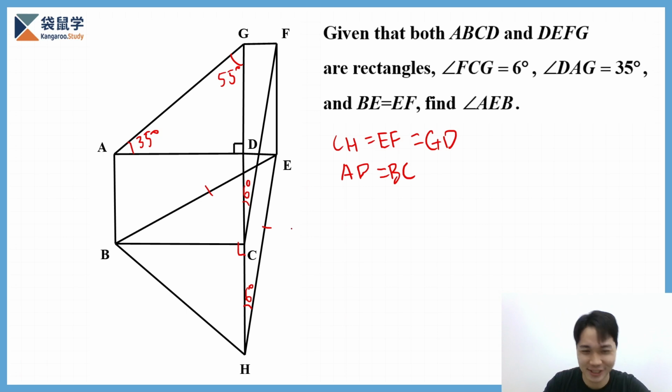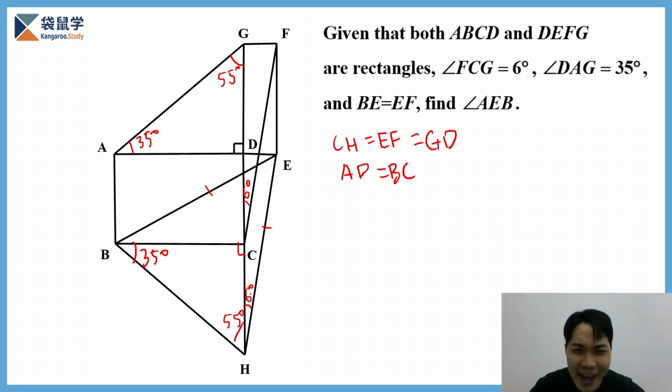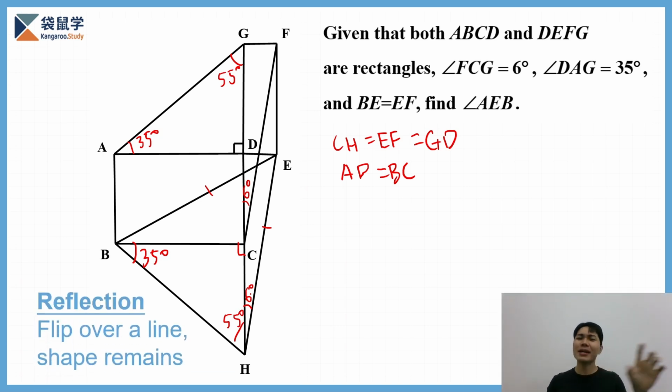Now we can just copy the rest of the information here, which is CBH will also be 35 degrees, and this is also 55 degrees. So we notice that these two shapes are the exact same. And this is what we call a reflection. Basically I'm taking the top triangle, flipping it around and pasting it there. Copy paste, right? Just flip it around. And we call this reflection, which is flipping a shape over a line, the shape remains the same. So now that we have all of these angles, we can try to solve for angle AEB.